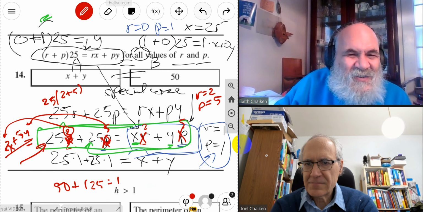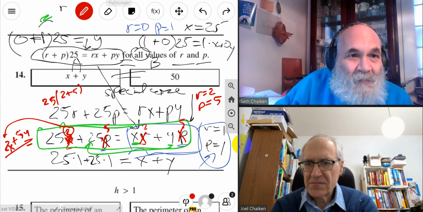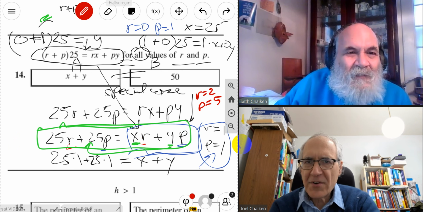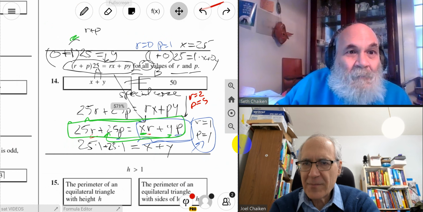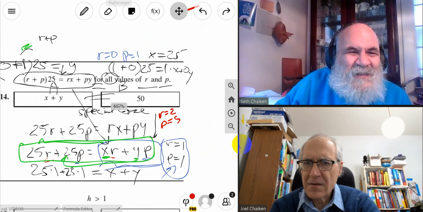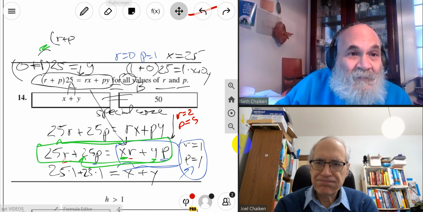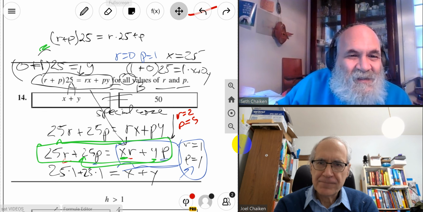Let me erase all my red garbage and the multiplications. R plus P. Can people see what I'm writing? I'm writing on the top. Now people can see what you're doing. Okay, so I wrote R plus P, quantity times 25, equals R times 25 plus P times 25.